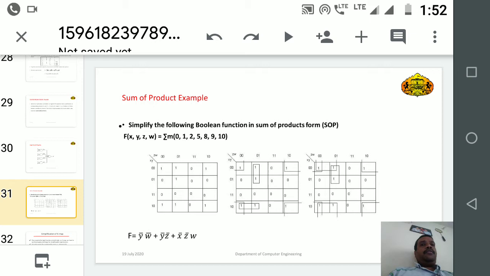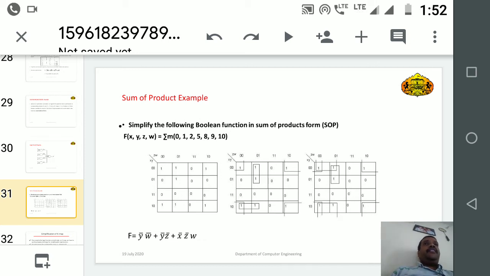So in this slide we see how to represent this. Okay, there is one example: simplify the following Boolean function in sum of products. In this example, four variables are present: x, y, z and w, and the output is the summation of m, where m is equal to 0, 1, 2, 5, 8, 9 and 10.